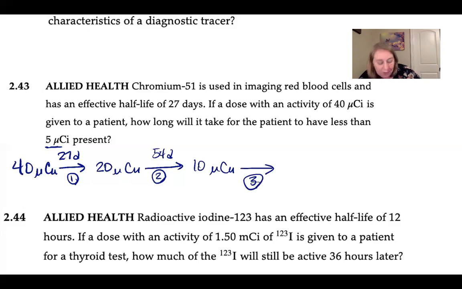So here's my third half-life. That's another 27 days. So 54 plus 27 gives me 81 days. 10 divided by 2, because it's a half-life, is 5. So 5 microcuries after 81 days. So how many half-lives did it go? How long will it take? It took 3 half-lives, and 3 half-lives in this case is 81 days. So the answer is equal to 81 days.